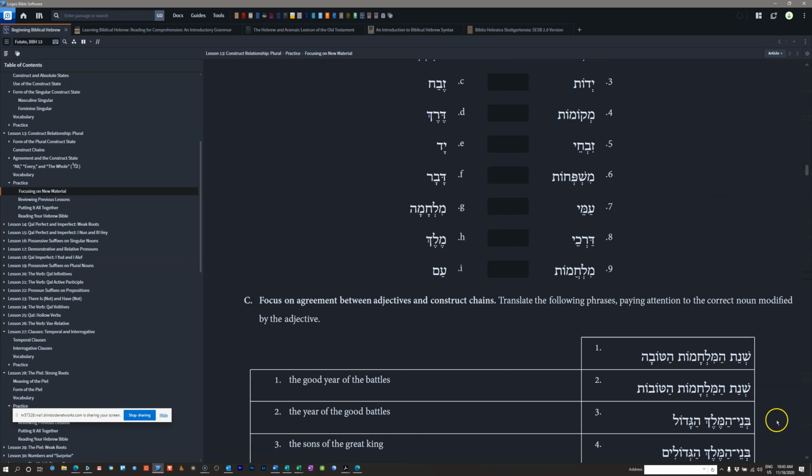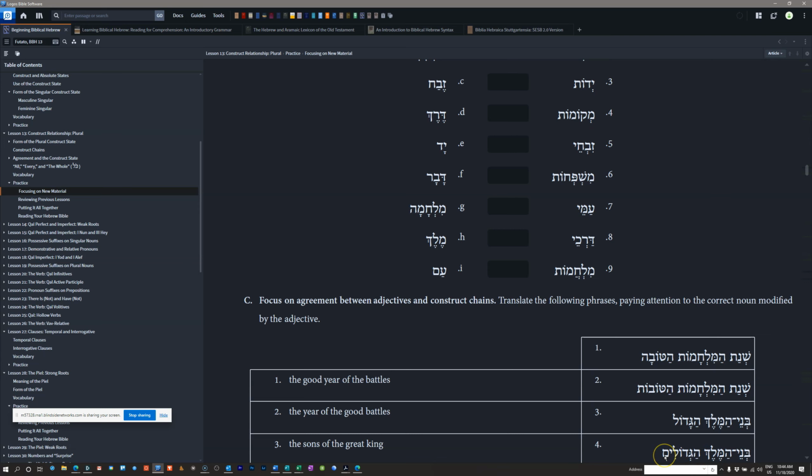Number 4, we've got the same sentence, except Hagadol now becomes Hagedolim. We've gone from masculine singular in our adjective to masculine plural. All right, so if Hamelech was masculine singular and B'nai was masculine plural, Hagadol now matches B'nai. So again, we'll translate through the same way. Remember, B'nai is still definite because its absolute is definite. The sons of the king.